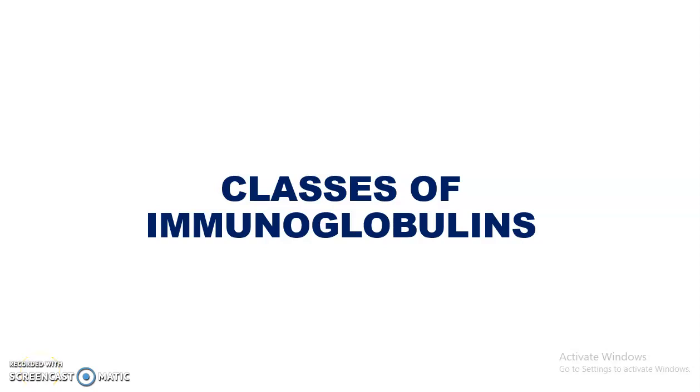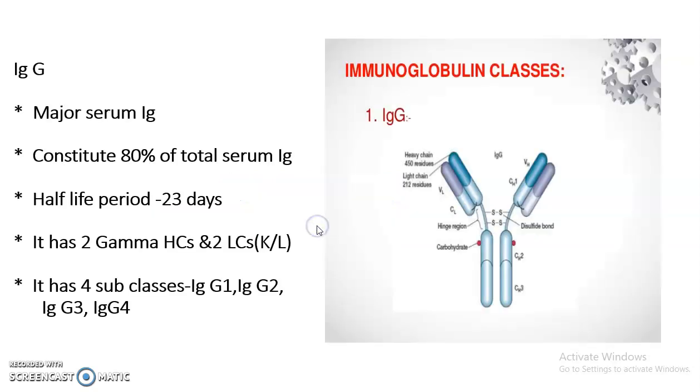Hi guys, now we can see the different classes of immunoglobulin molecules. IgG, it is a major serum immunoglobulin, and this is the diagram of IgG. Here we can see two heavy chains, two light chains. They are joined by disulfide linkages.